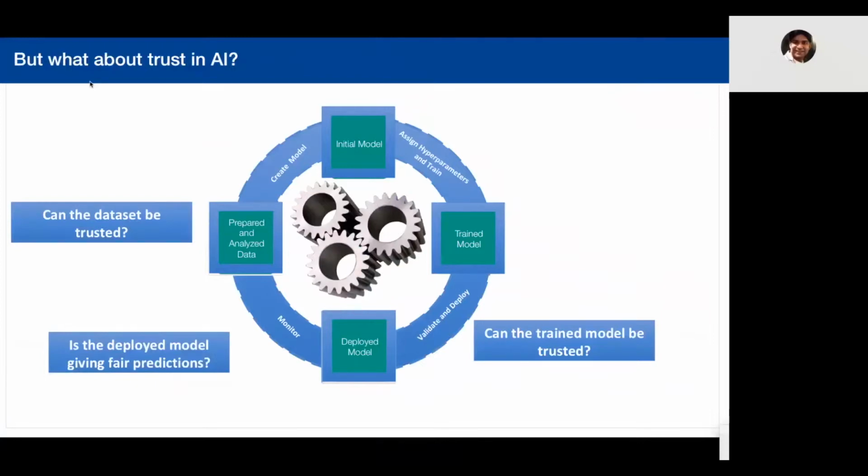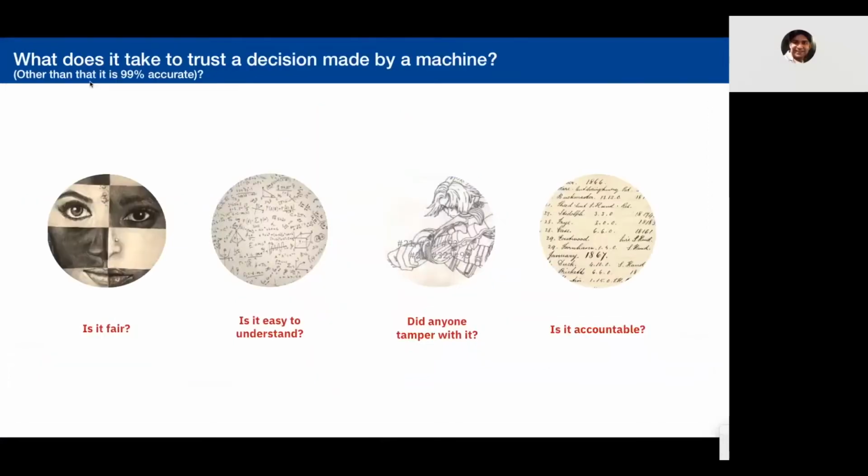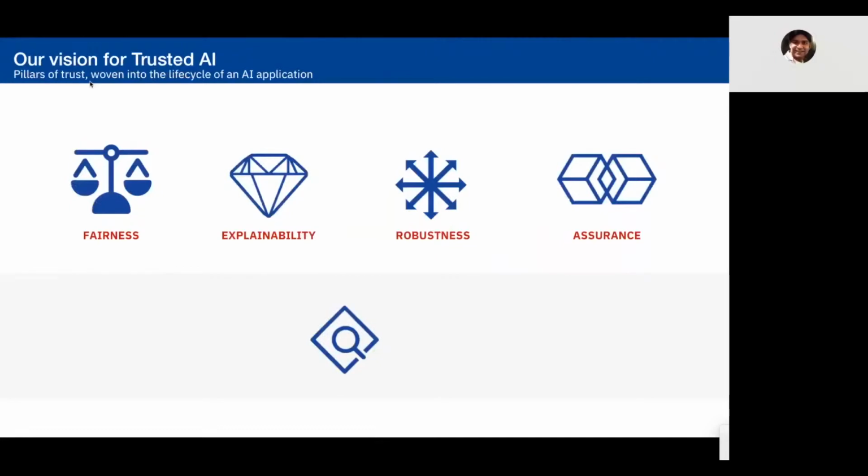But then, what about the trust factor in AI? Can your data set be trusted? Can your trained model be trusted? Once your model is deployed and giving predictions, are they fair and unbiased? Now, when we look at trust, we look at it around these different areas: is the model giving fair predictions, is it easy to understand, can anybody tamper with your model, and is it accountable? So essentially, trusted AI for us in IBM goes for these four pillars, which are fairness, explainability, robustness, and assurance.